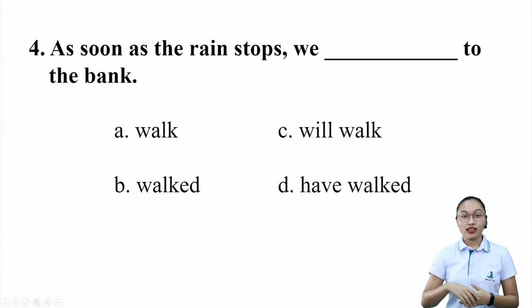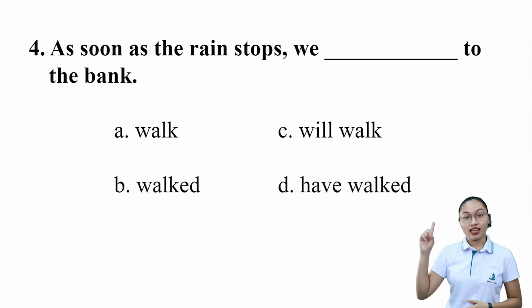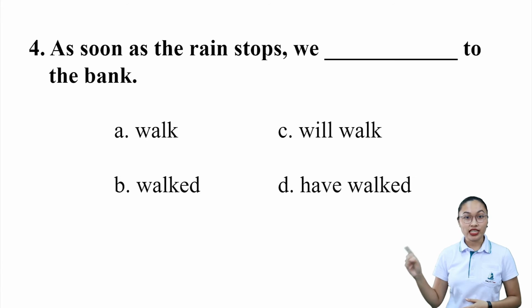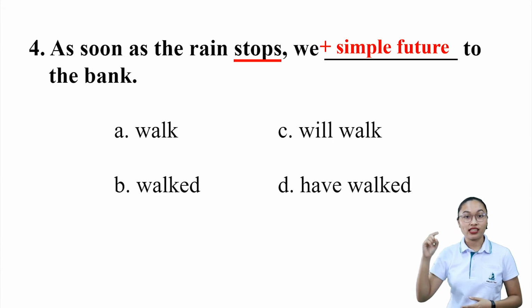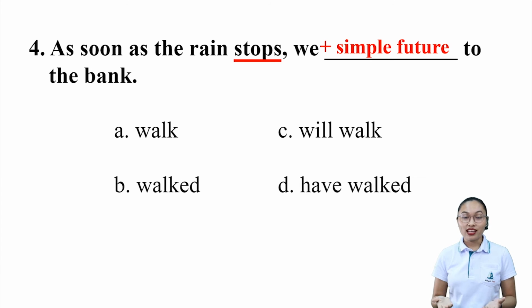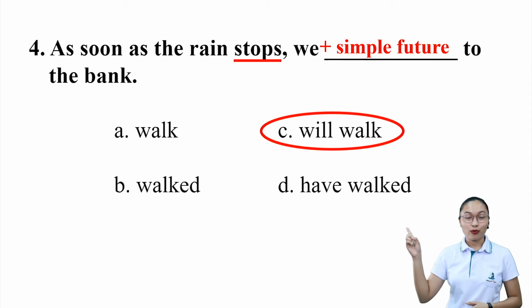Number 4. As soon as the rain stops, we blank to the bank. A, walk; B, walked; C, will walk; or D, have walked. The time clause in this sentence uses a simple present tense of the verb stop. We need a simple future tense of the verb walk in the main clause. So our answer is C, will walk.